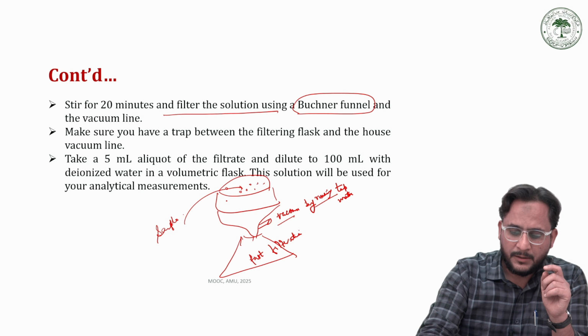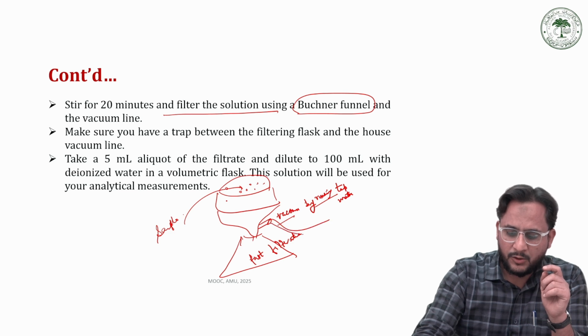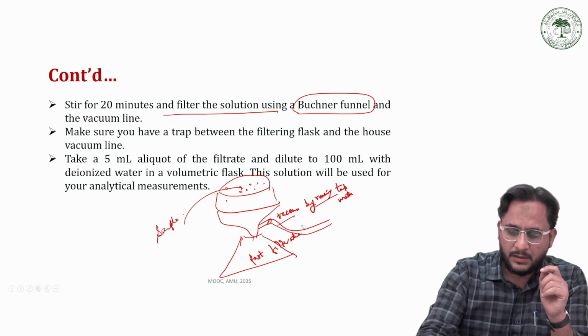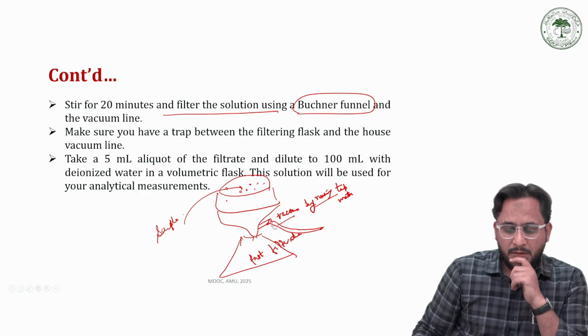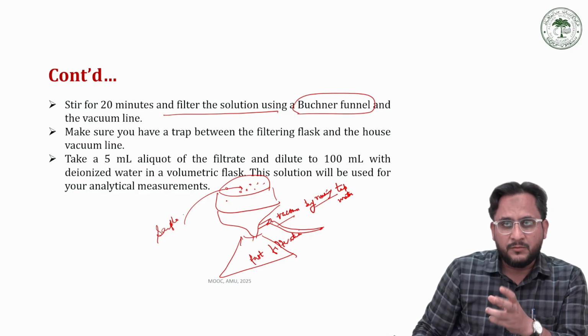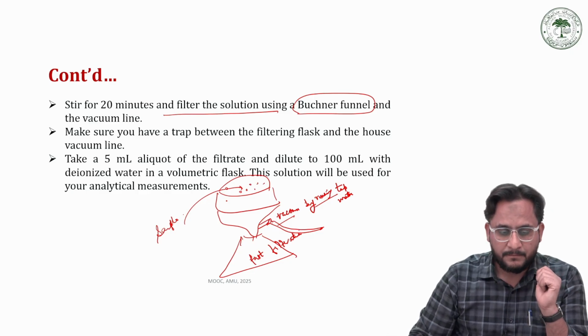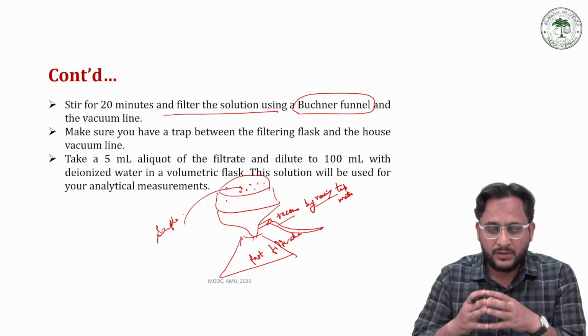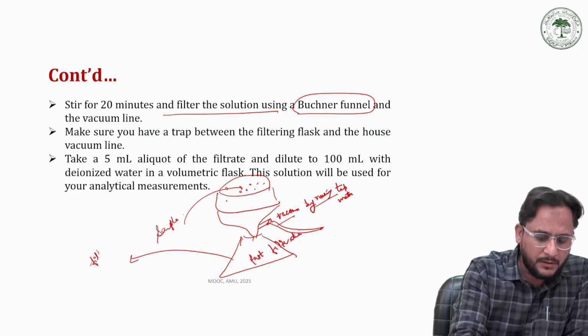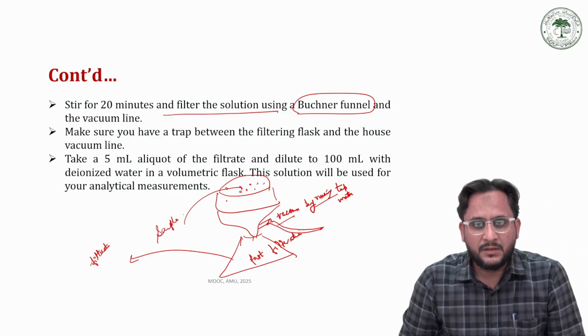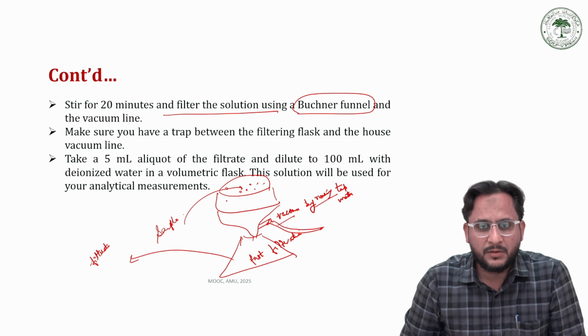So automatically a vacuum is created. We connect a rubber pipe to this Buchner funnel for passing tap water. So once the filtration is done, this filtrate is taken. Now it is ready for analysis, meaning it is ready for measuring the fluorescence spectrum.